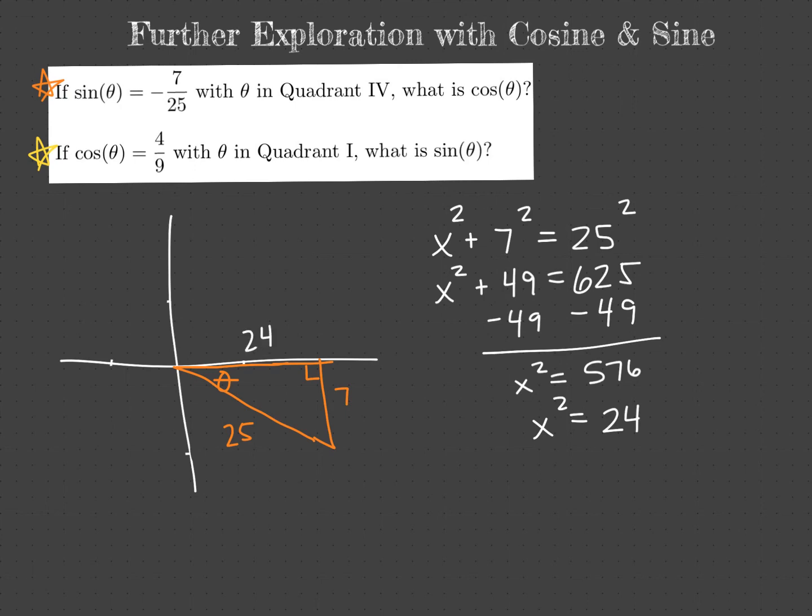Now, because we're in quadrant 4, the sine is definitely negative, as was told here. So we know that, but the cosine is actually positive because over here we're moving to the right, and then of course down, but because we're moving to the right, the x value is positive. And since cosine is adjacent over hypotenuse, we'll have the cosine is positive 24 over 25.